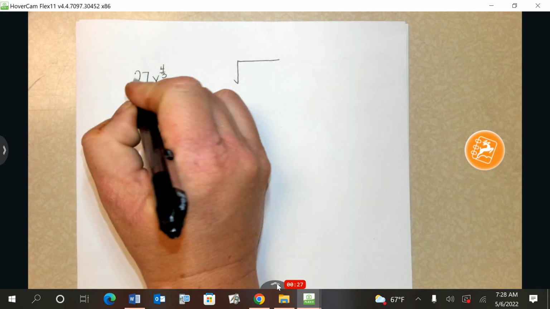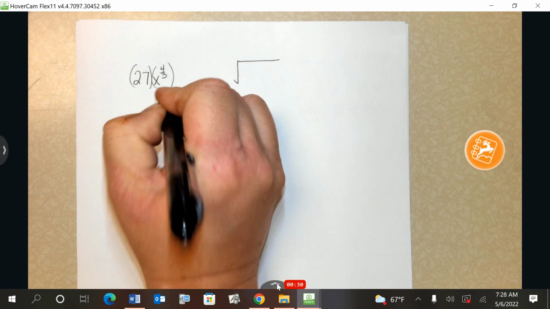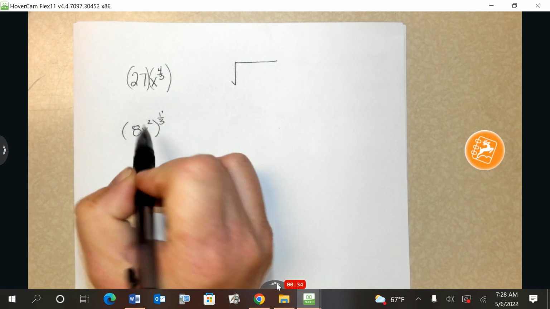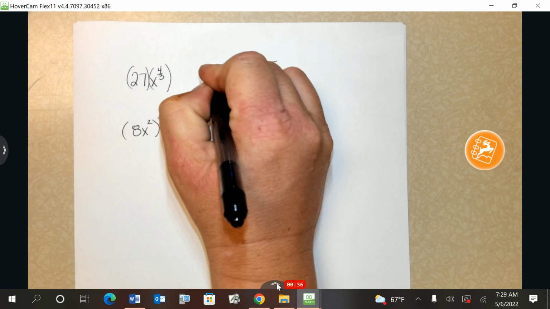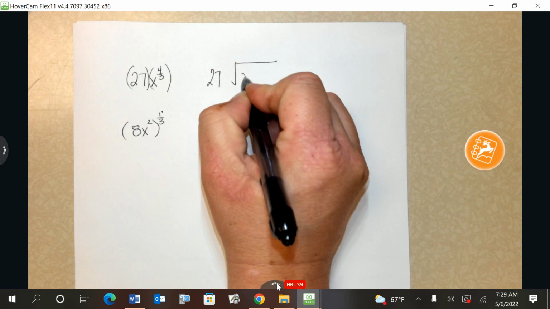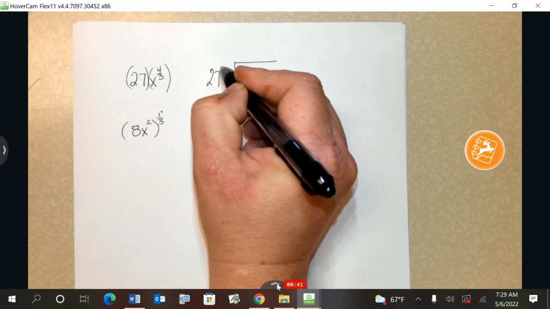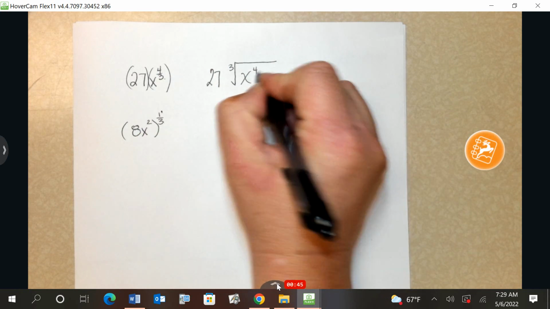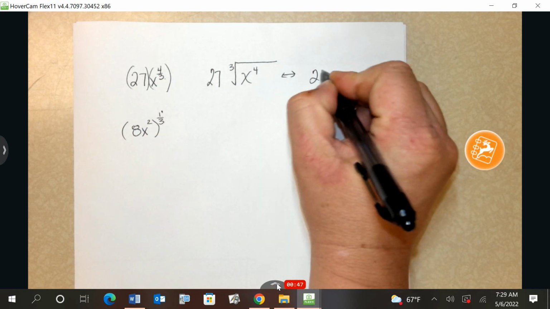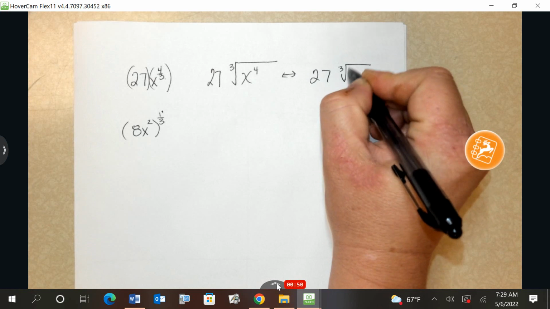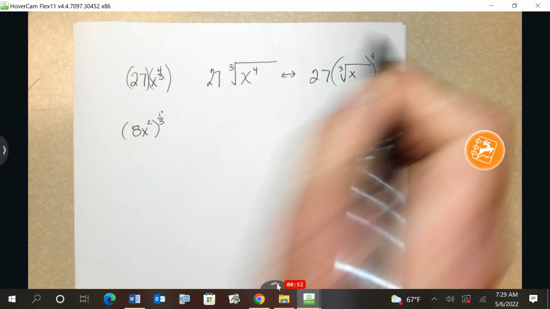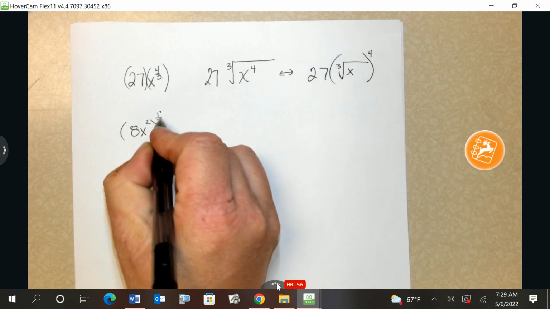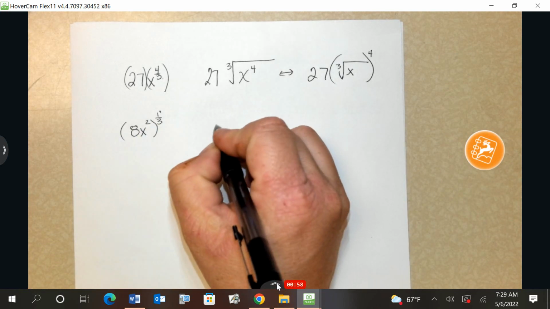the 27 is separate from the x to the 4/3. They're two different things. Here the 1/3 applies to everything inside. So 27 is going to remain outside. The x goes inside. The bottom number is always the nth root, and you have two choices with the 4. The 4 can go in this position, or the 4 can go on the outside and above. Either would be accurate.